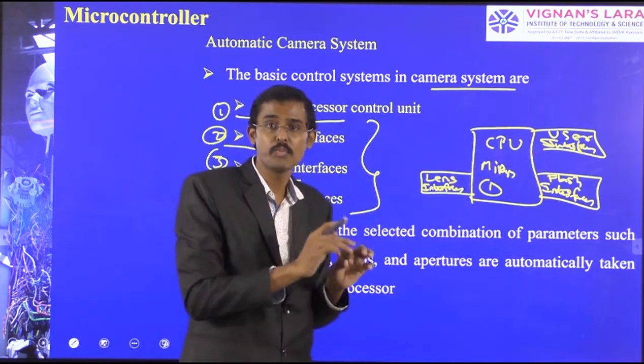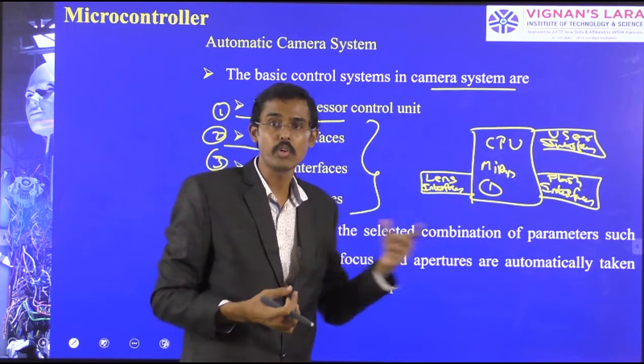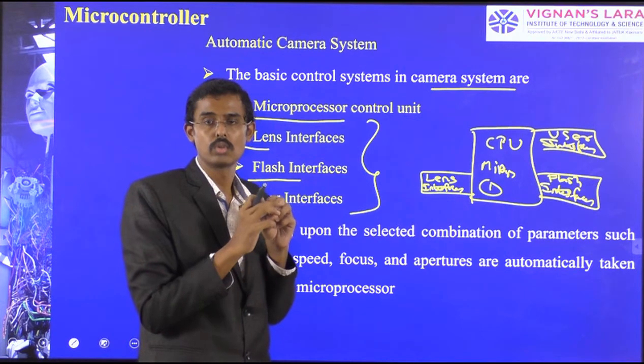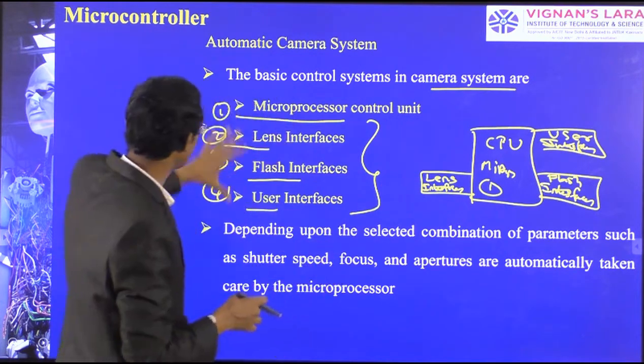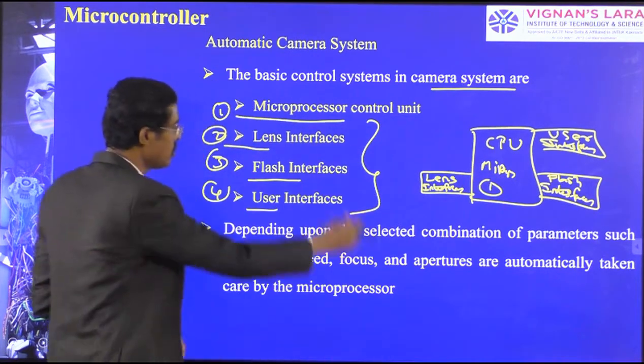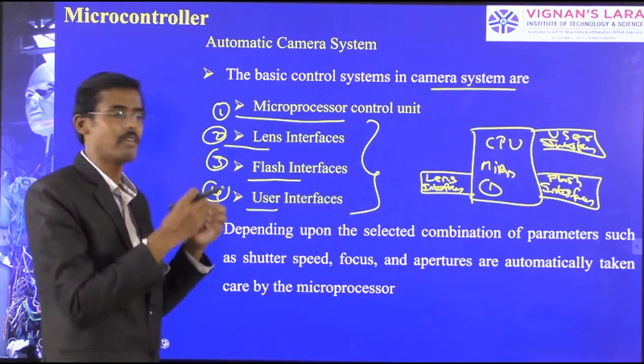The user interface gives the input, a click. The flash interface is the output, the lamp should light. And the lens interface should adjust itself to zoom out. So those things are to be done. It contains a microprocessor to do the specific job, and the various interfaces are connected. These are all known values.